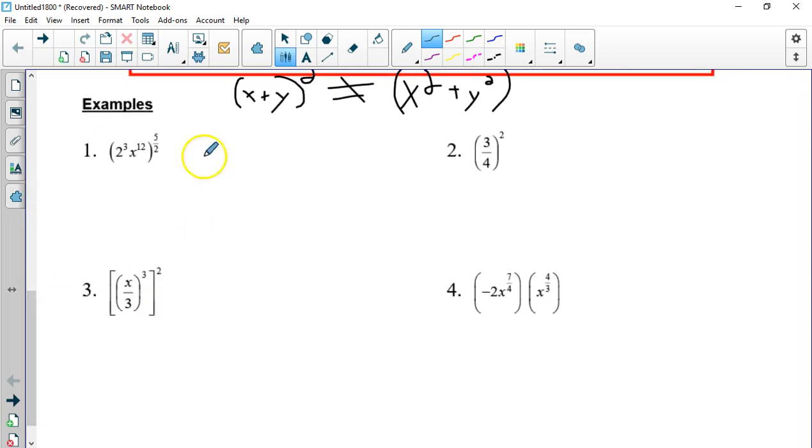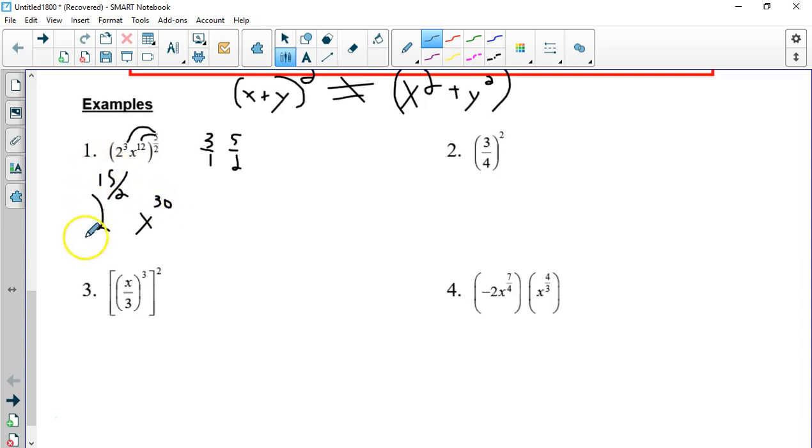Okay, so in this case, we're just taking this 5 halves and we're going to multiply it by 3 and by 12. Now remember, we don't multiply the 3 times 5 and 2 because this is really 3 over 1 times 5 over 2. So that's 2 to the 15 halves. And x to the 5 times 12 is 60, divided by 2 is 30.